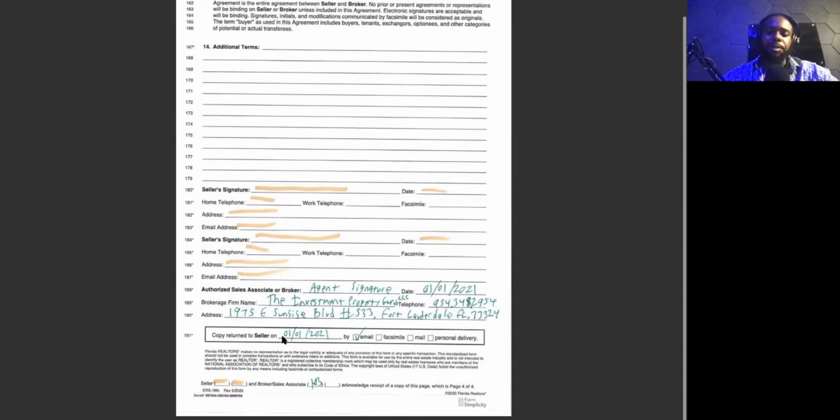Right here is just where you can certify that you gave the seller a copy of this agreement, because remember, part of our company policy, when we go to a listing, we take both of them. If they e-sign it, you just click right here, email, that you emailed it over. As soon as they e-sign, they get a copy. If you're bringing it, just click off personal delivery.